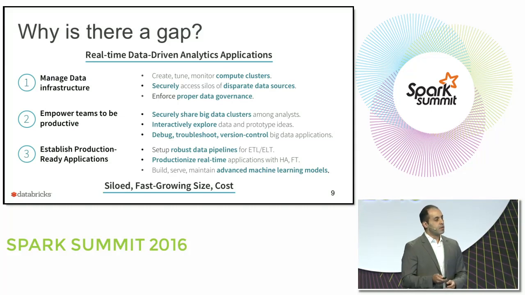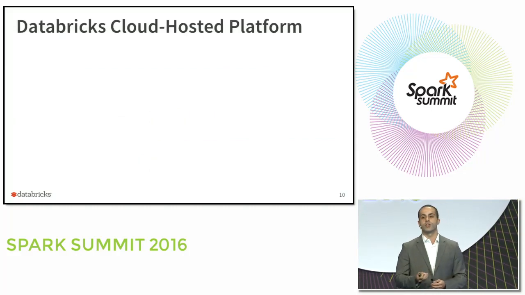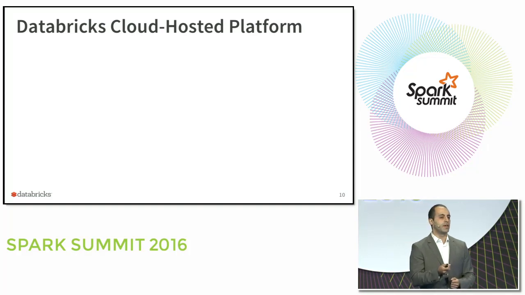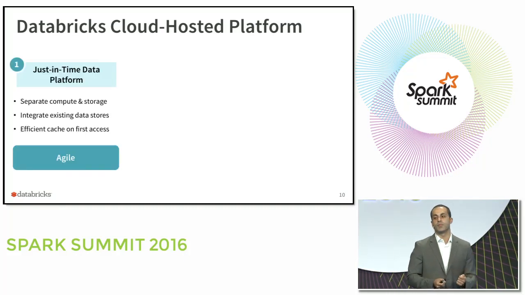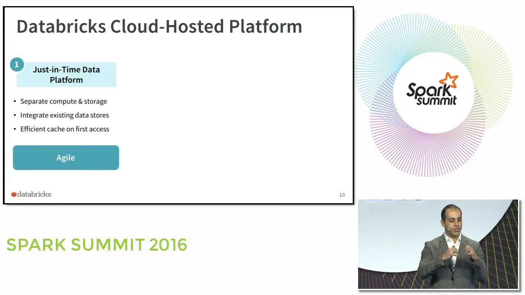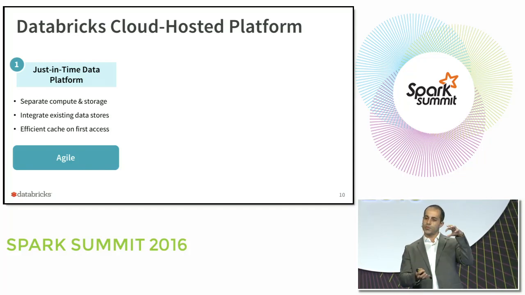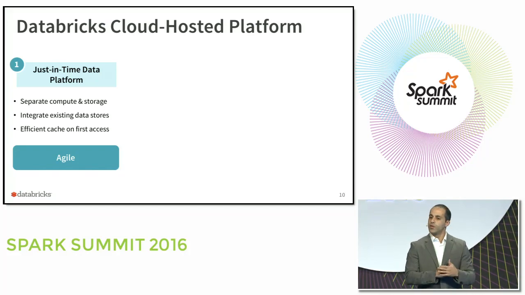Okay, so at Databricks, we provide a cloud-hosted platform. And it's based on a few ideas that we think help advance towards these goals that I just mentioned on the previous slide. First, we have a just-in-time data platform. What that means is that we actually separate compute from storage. We don't put Spark inside of your storage system where you have it. Instead, it's in a separate, so to say, virtualized processing layer. And then we provide good integration with whatever storage system you have. So we have integrations that are secure and really fast and optimized to read data wherever you have it.